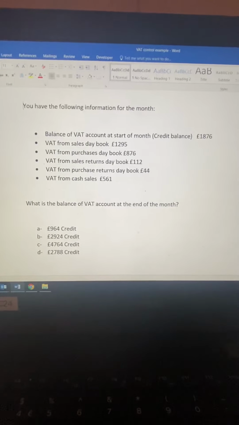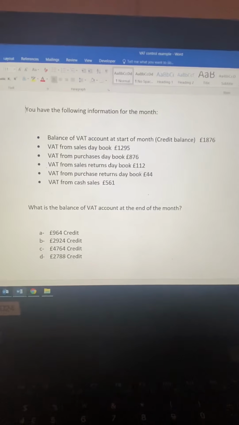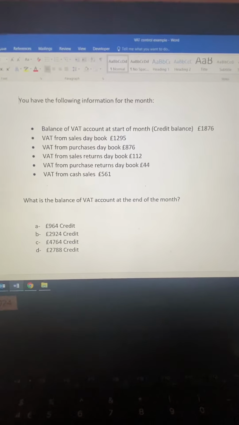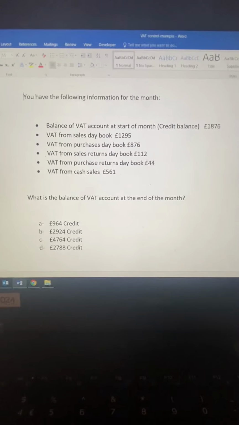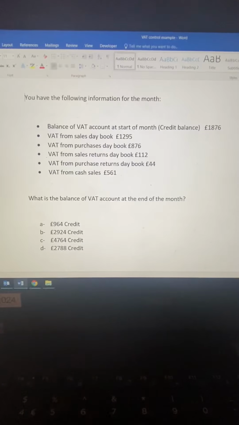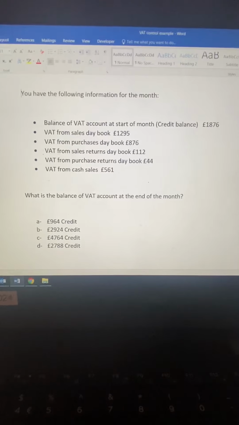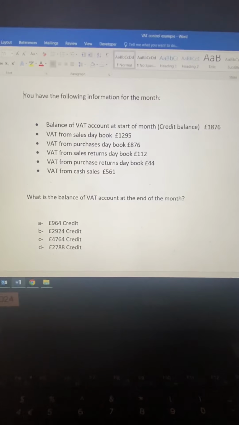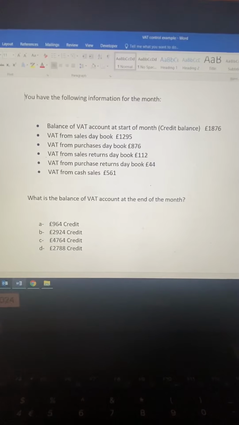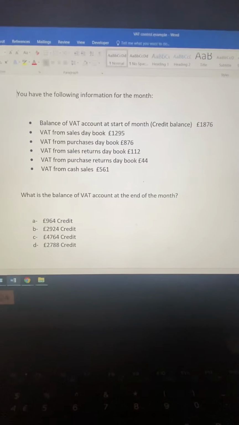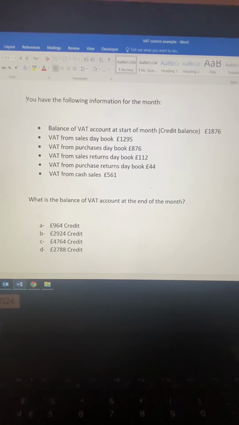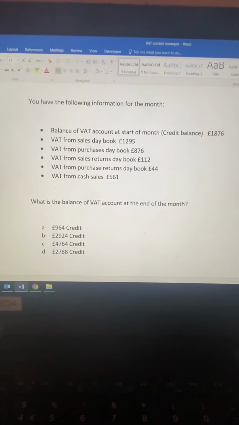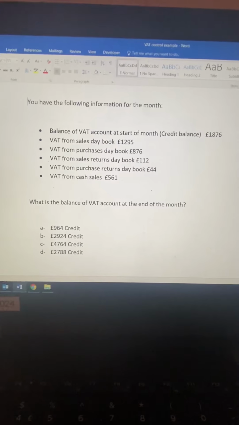Okay, folks, so example number 2. Now, this is for a VAT account. Now, this is the same process. However, the question's being asked slightly differently. So we've been given the following information, and then we've been asked what's the balance going to be at the end of the month. So pretty much here, what you need to be doing is creating a T account and balancing it and telling us what the balance is going to be at the end of the month.